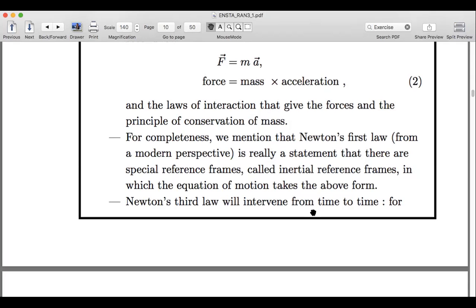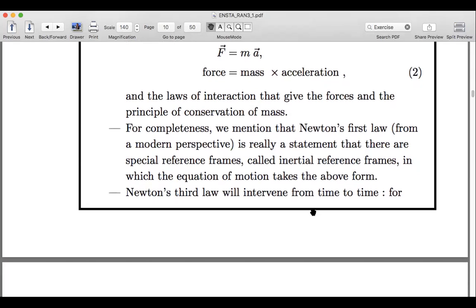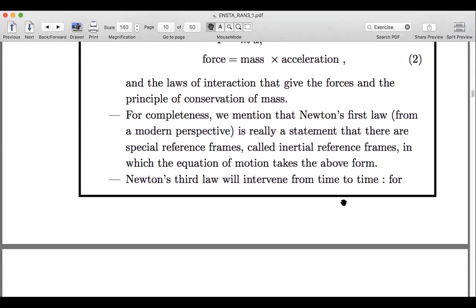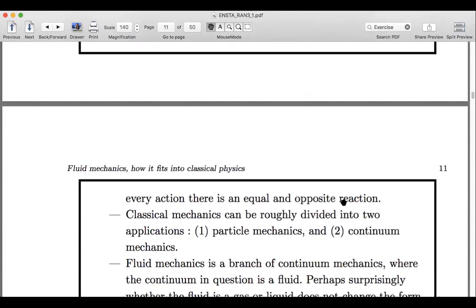Newton's third law will be used from time to time. In fact, later today, it says that for every action, there's an equal and opposite reaction. So what I mean is, if I press down, for instance, on the table, I'm applying a force on the surface of the table. The table is pushing back up on my hands with a force of equal magnitude, but in the opposite direction.